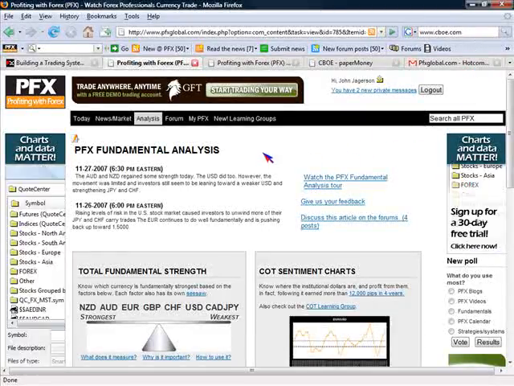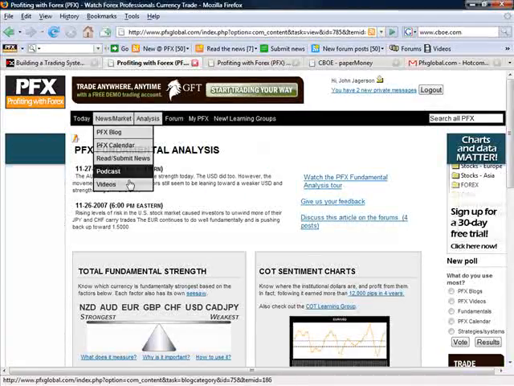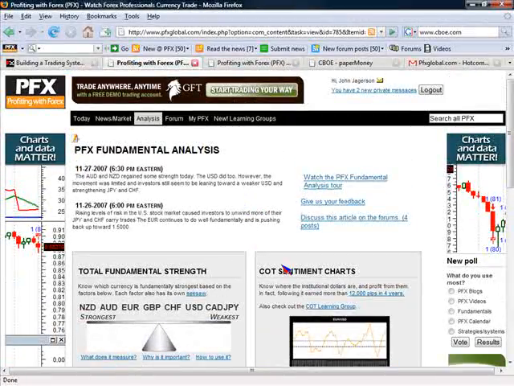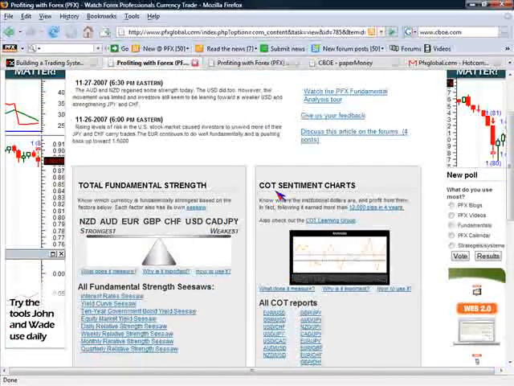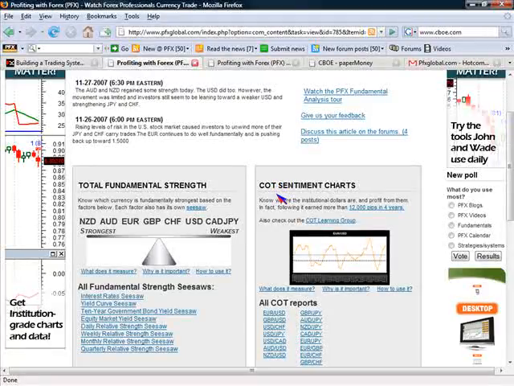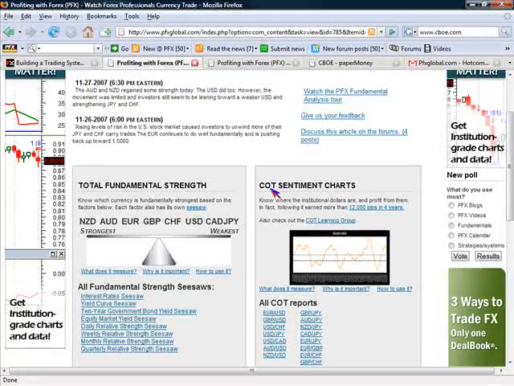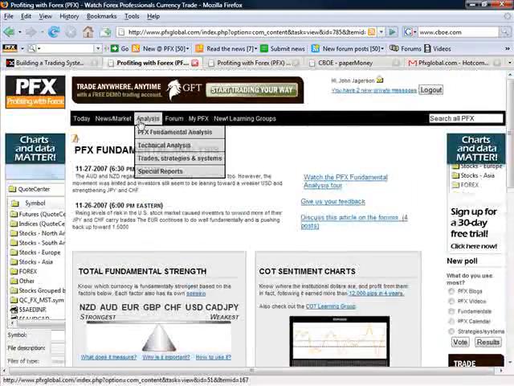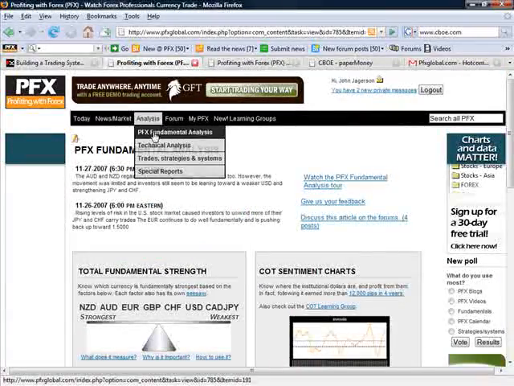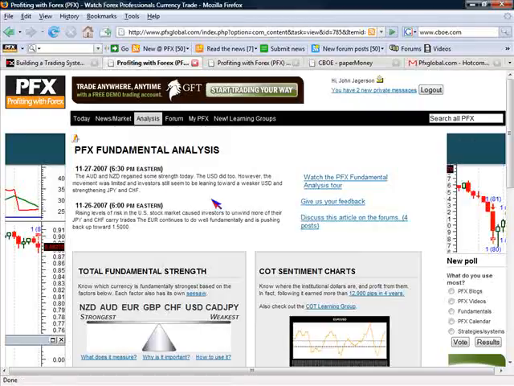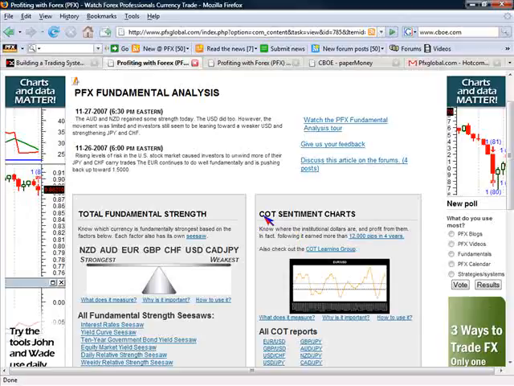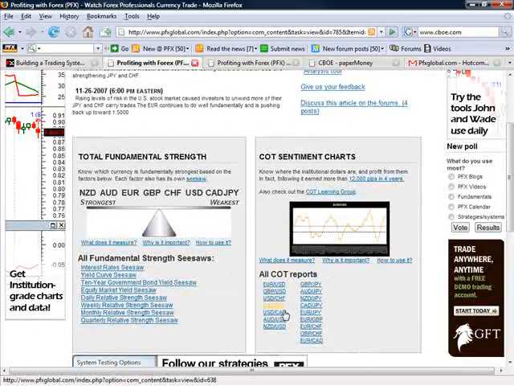Okay, so you should be able to see my web browser right now, and I'm on my site, pfxglobal.com, and I'm going to answer the first question that I got, which was, well, where can I find those COT reports, the Commitment of Traders report, what institutional traders are doing? They're right here. If across the main menu, click on Analysis and then Fundamental Analysis, and it'll pop you right into this main page here. And you'll see the COT sentiment charts, and right underneath you got a list of all of them.